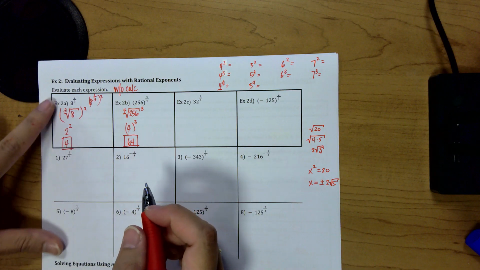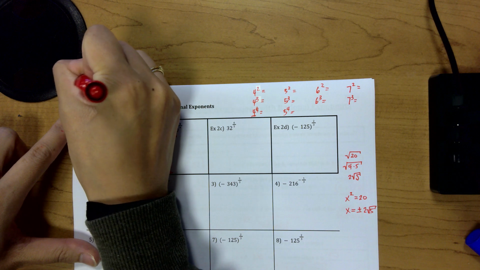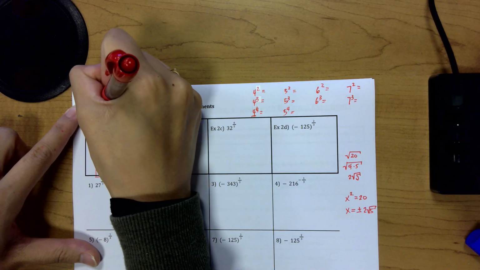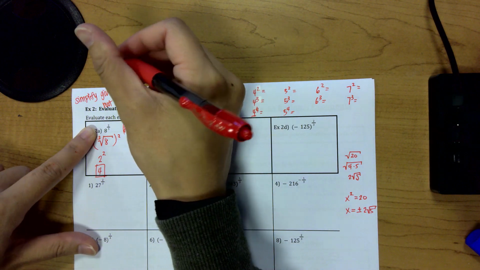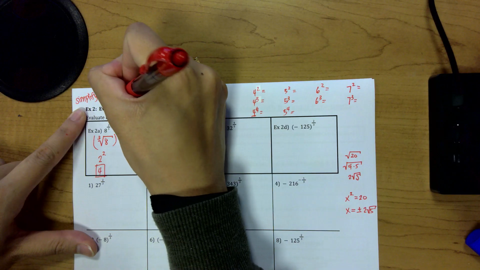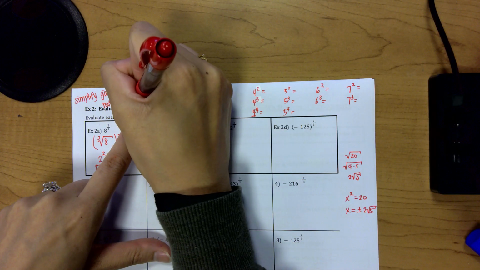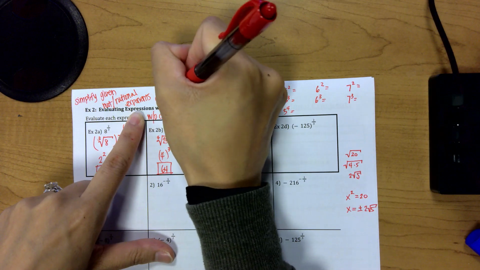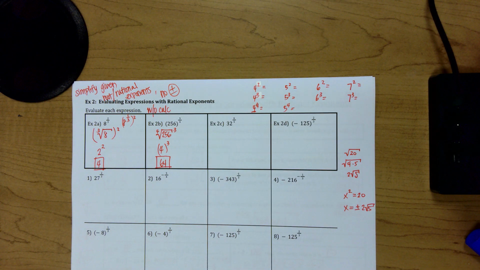So when you are simplifying a given root, and now we know roots are the same as fractional exponents or rational exponents, there are no positives and negatives. So when we're simplifying radicals, we do not need the plus or minus.